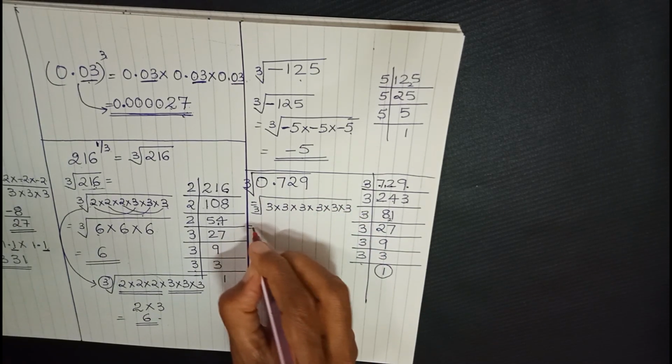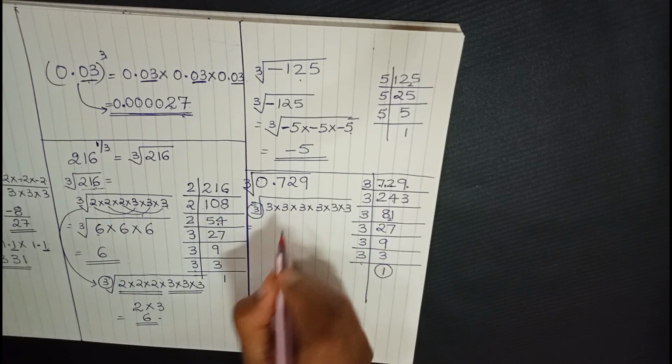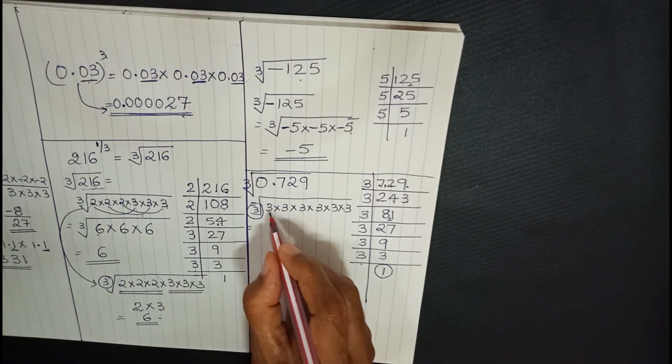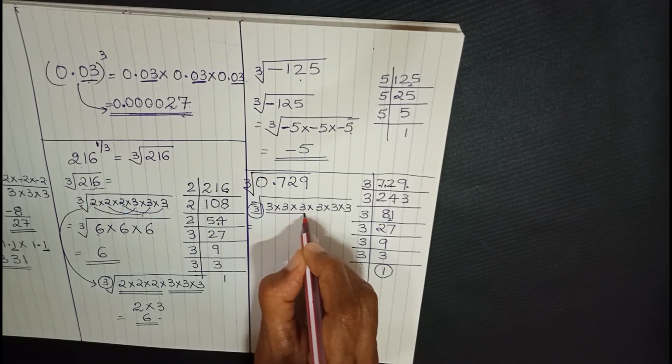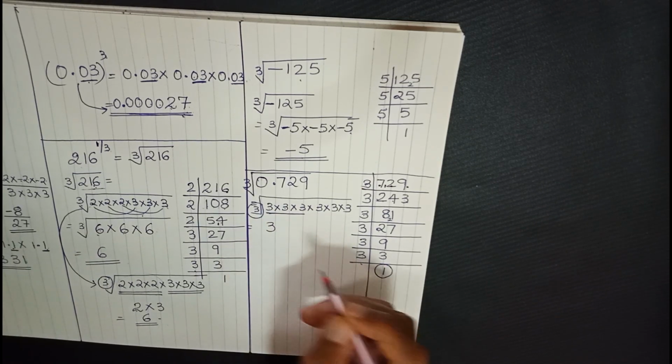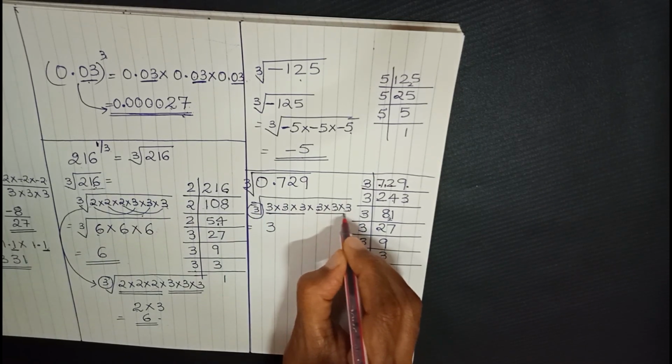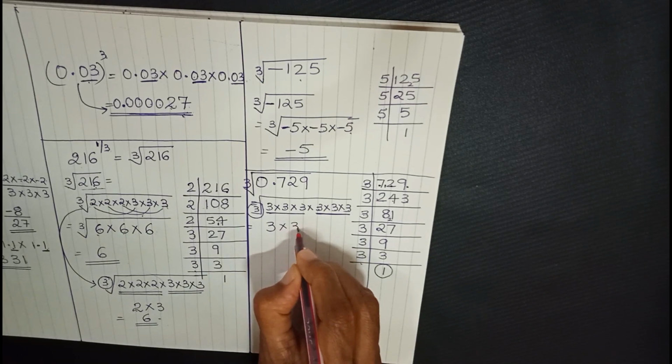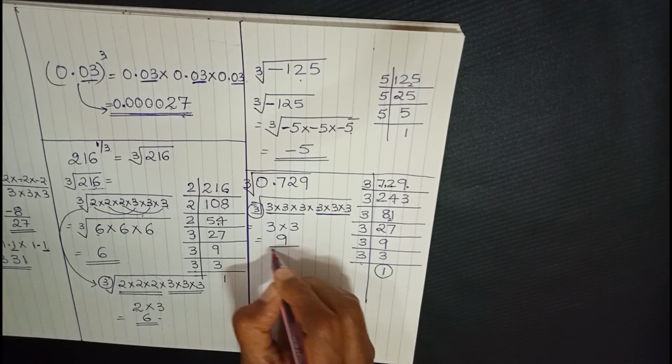Right? And what the question asks is cube root. That means for every 3 times we should remove it once. So 1, 2 and 3. For these 3 times I am removing it once. 1, 2, 3. For these 3 times again I am removing it once. So I am getting the answer 9.